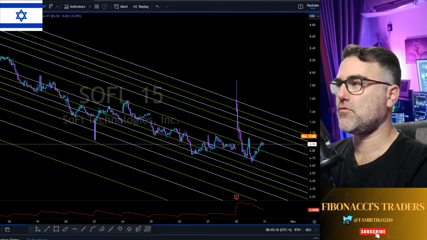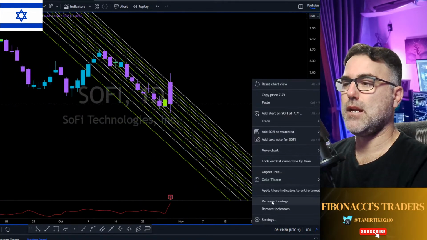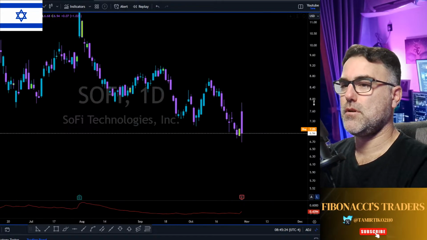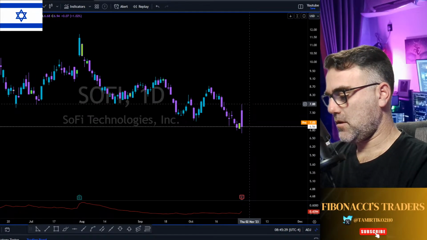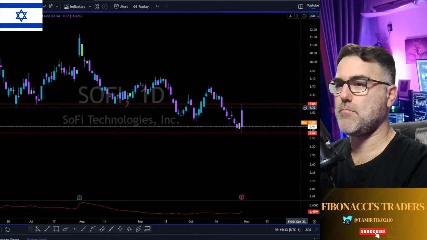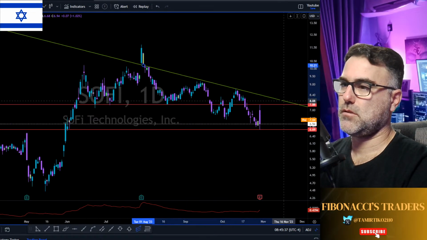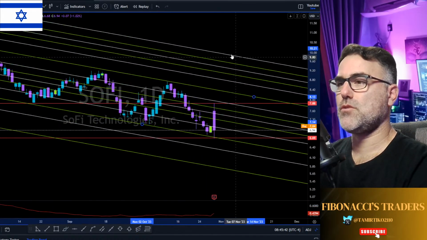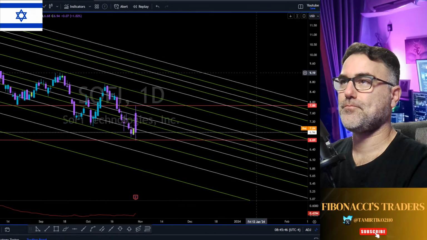SoFi, downtrend until proven otherwise. Here you have SoFi on the daily. You want to go short, below yesterday's low. You want to go long, above yesterday's high. This is the resistance. This is the support. Between them, nothing much. Be careful. And here you have all the trend lines for future price action.